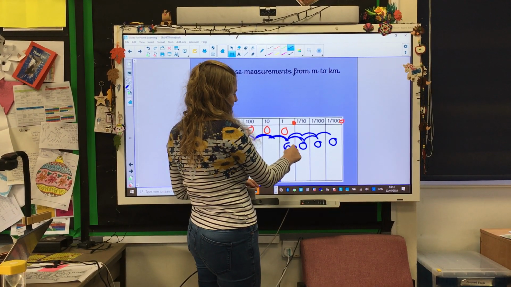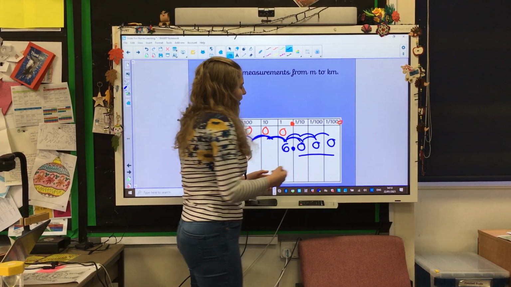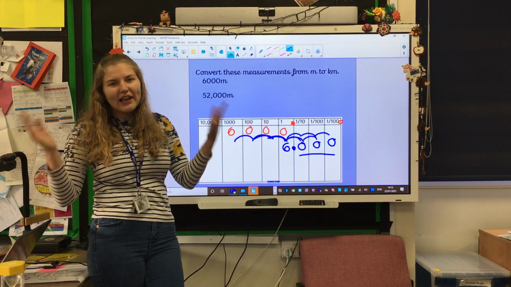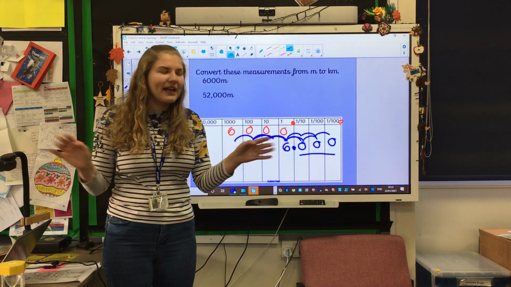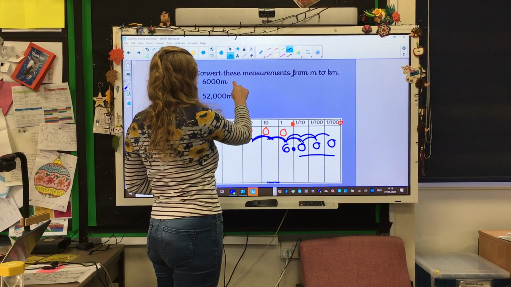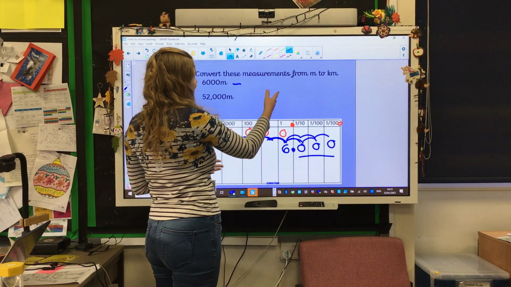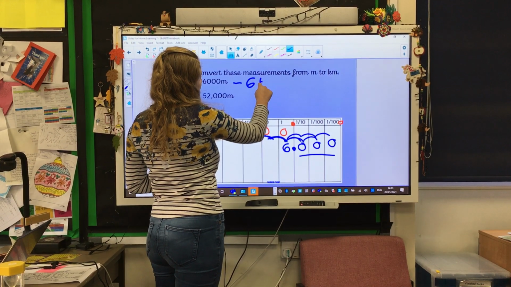Okay, have a look here. We've got our decimal point. Do we need those zeros? Are they holding any value? They are not. Let's get rid of them. So the answer to 6,000 metres into kilometres is 6 kilometres.